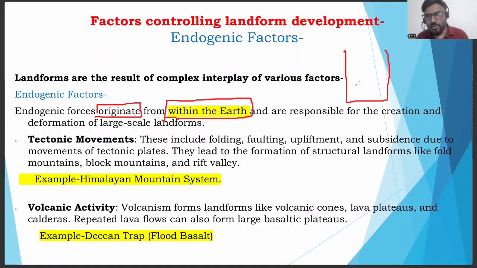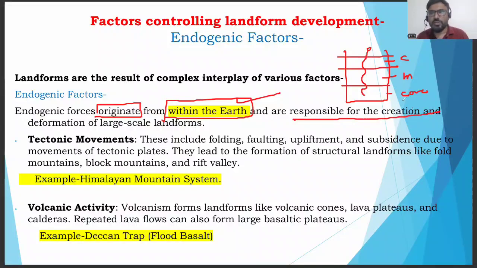Suppose this is the interior of the earth, right? So this is the crust. We are going to study this in the next lecture. Mantle is there, and this is the core, outer core, inner core. So these forces originate from within the earth, and they develop various landforms on the surface of the earth, right? Endogenetic forces are responsible for the creation and deformation of large scale landforms.